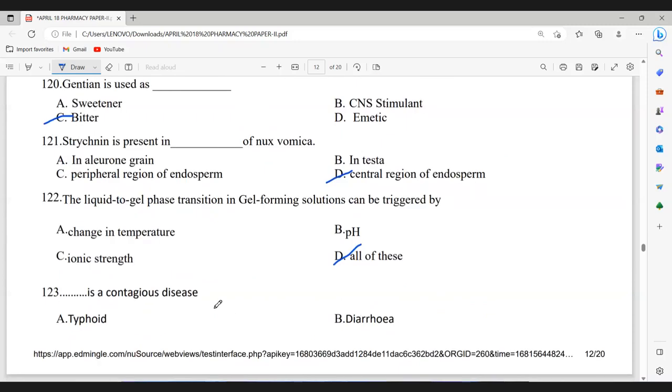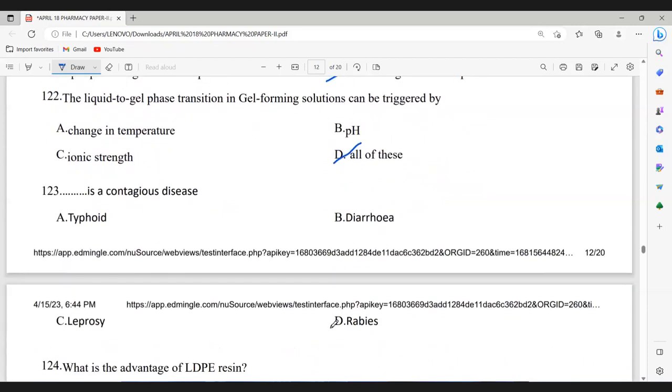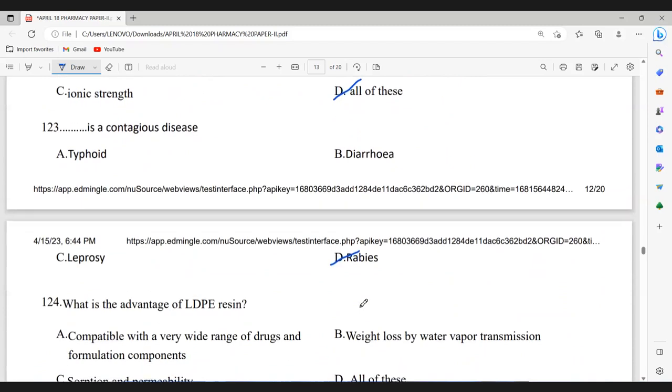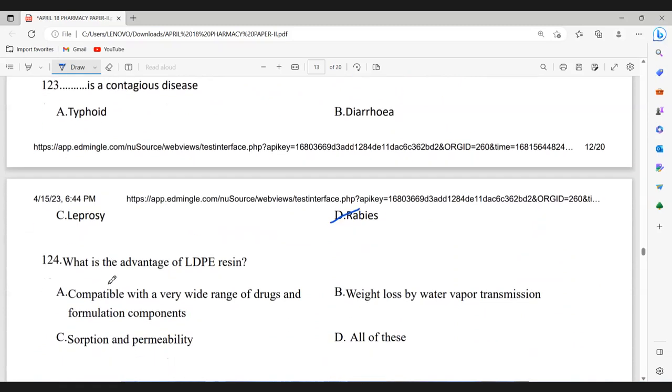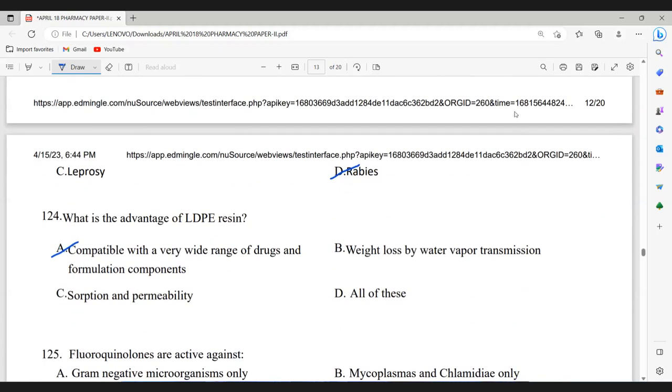Then 123, which is a contagious disease? It is rabies. Rabies is a contagious disease. Then 124, what is the advantage of low density polyethylene resin? Direct question. The answer is compatible with very wide range of drugs and formulations. What about B also? 123, yeah.